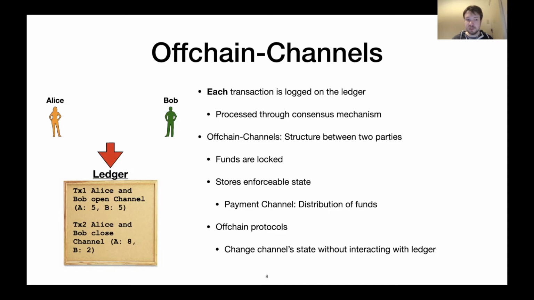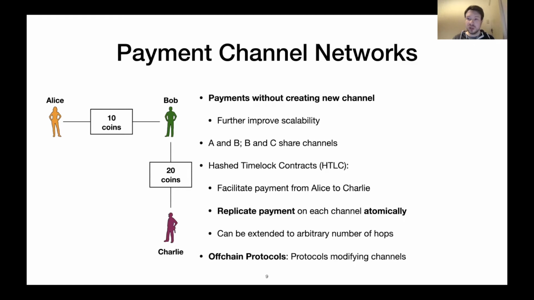Doing this, we can perform an arbitrary amount of payments, but only have a constant number of transactions that are added to the ledger. We can concatenate individual channels into payment channel networks. Imagine a situation as you see on the left. We have again Alice and Bob and a channel shared between them, but additionally we have now a channel also between Bob and Charlie. Now we can use techniques such as hash timelock contracts, or in short HTLCs, to facilitate payments from Alice to Charlie.